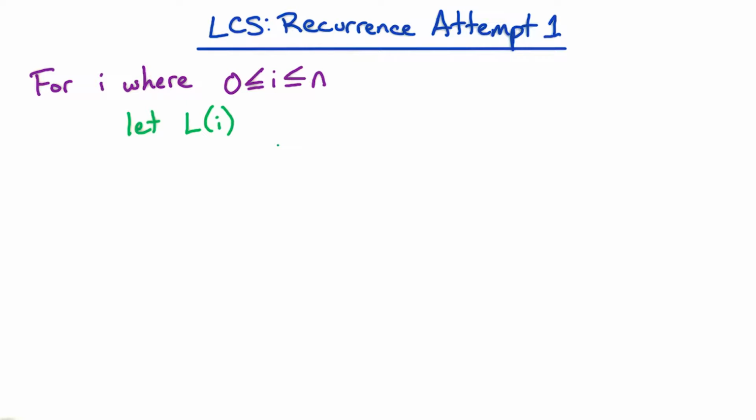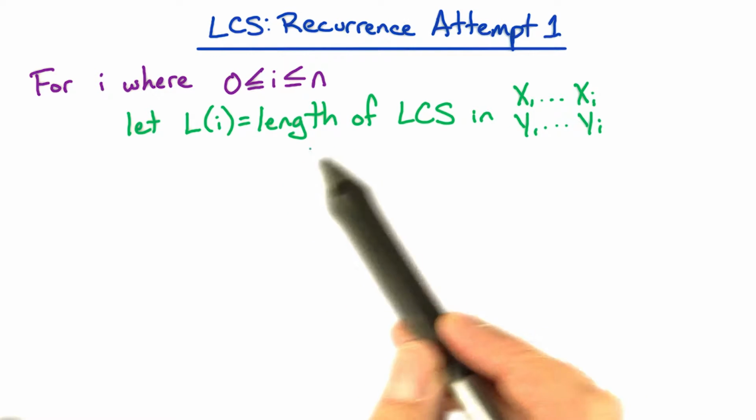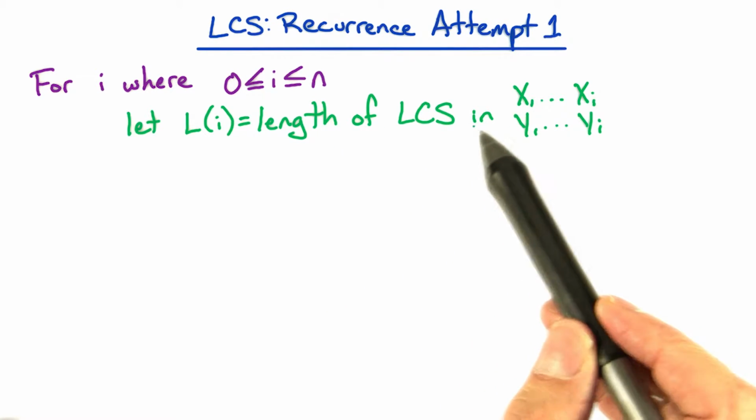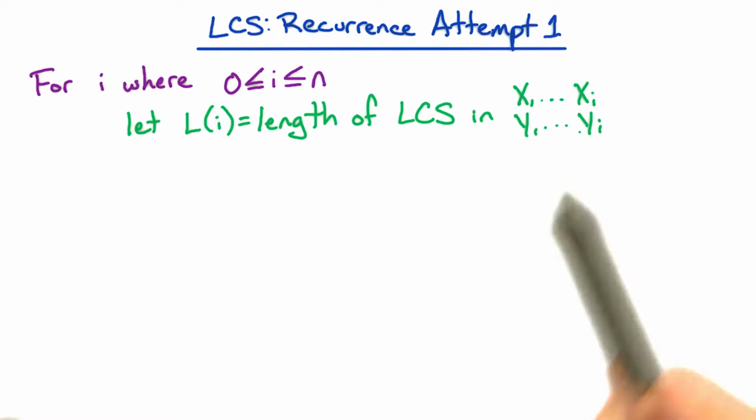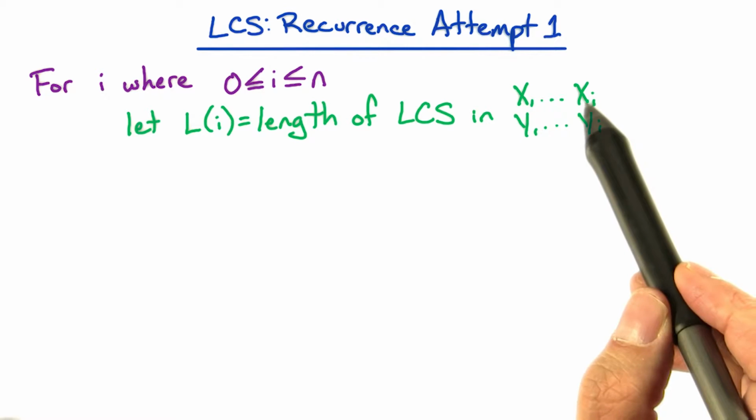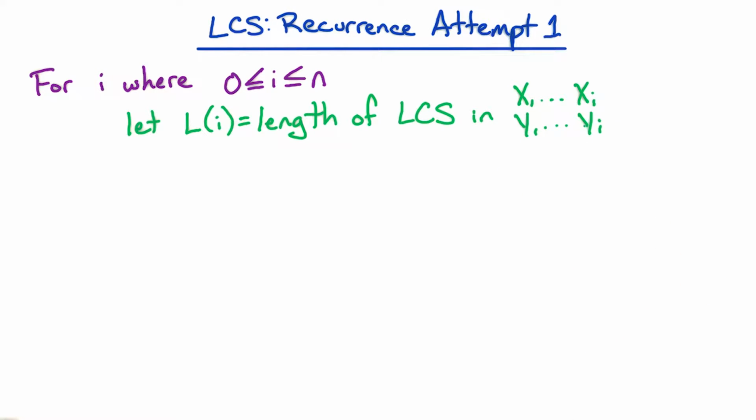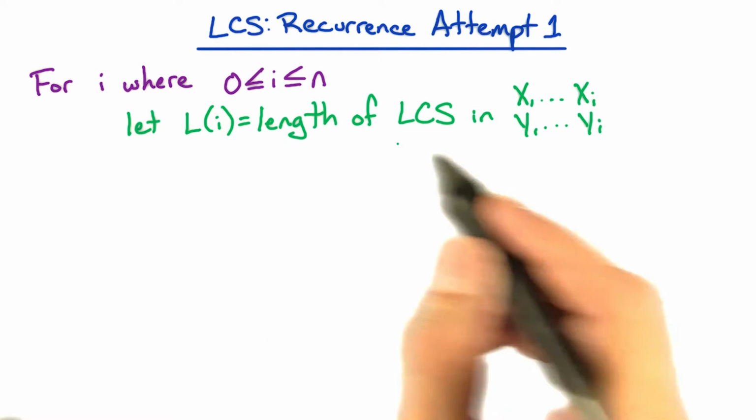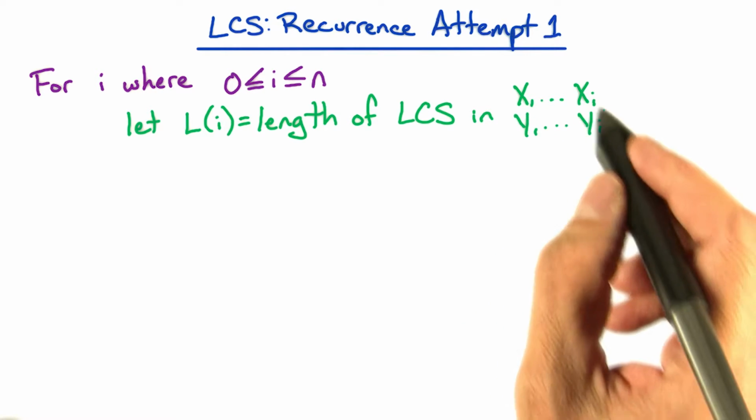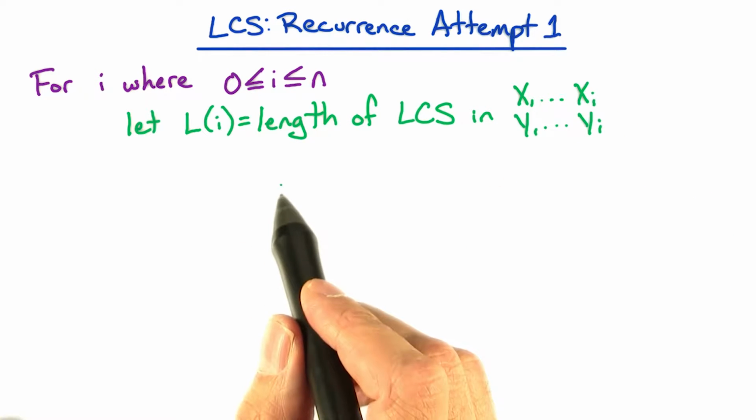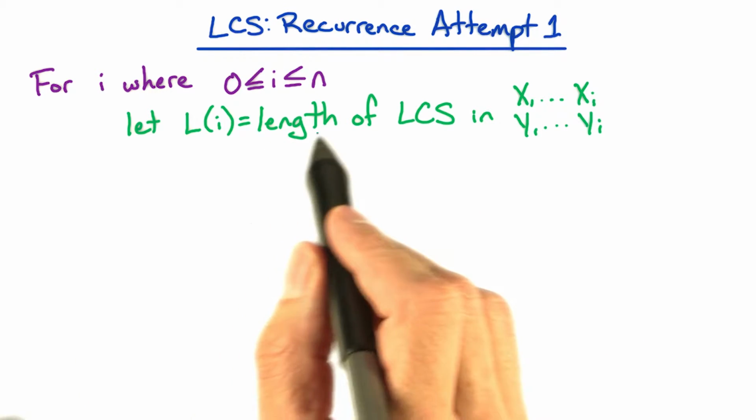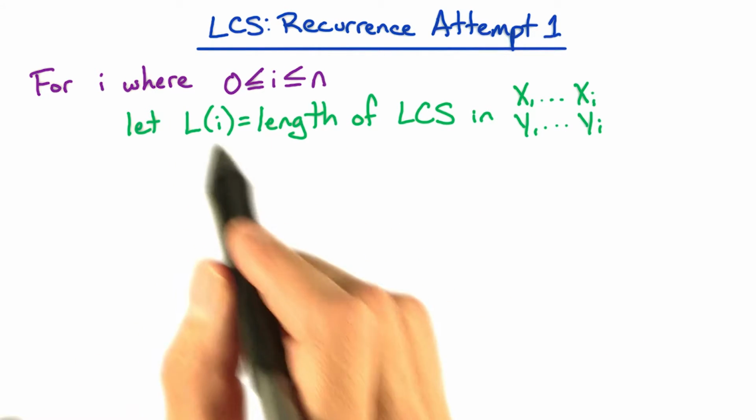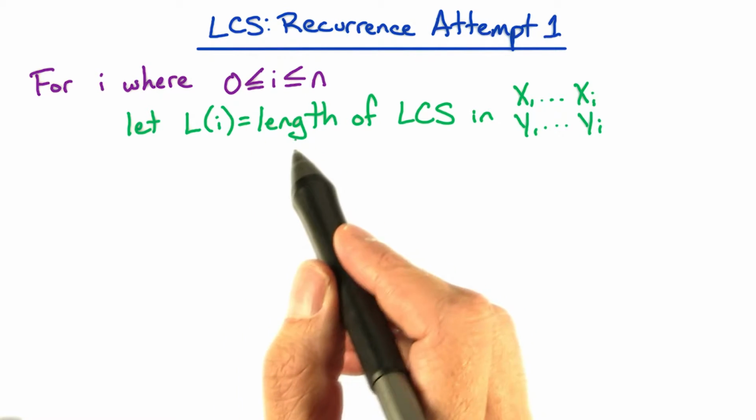Now we're going to define a function L of i. This will be the length of the longest common subsequence in a prefix of x of length i and a prefix of y of length i. So x1 through xi and y1 through yi. Note this is analogous to the original problem except on a prefix of the input. One other notable difference: this does not store the subsequence itself, it simply stores the length. We want our table to store a number or true-false.